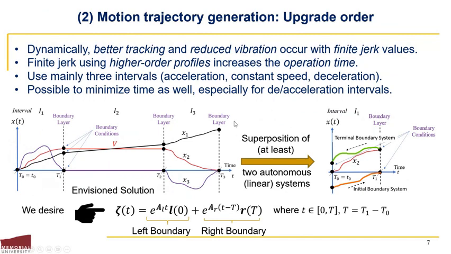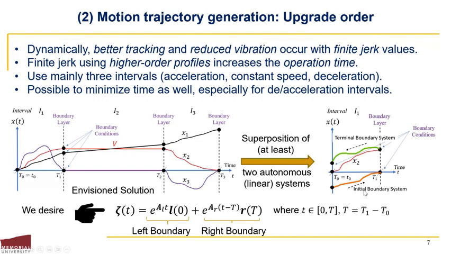As stated before, we want to have a reference motion profile with finite jerk values to enhance the tracking and reduce the vibration, but this may take more time with more intervals being involved. We can use three main intervals: acceleration, deceleration, and constant speed. The constant speed interval depends on the operational conditions given, so we can optimize the first and the last intervals.